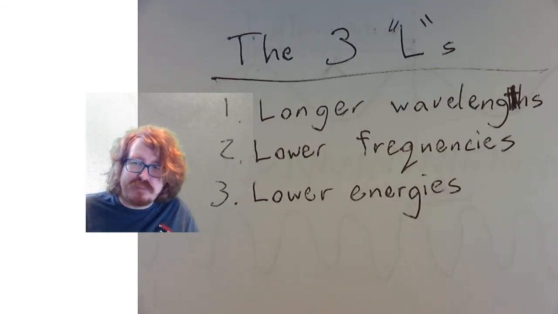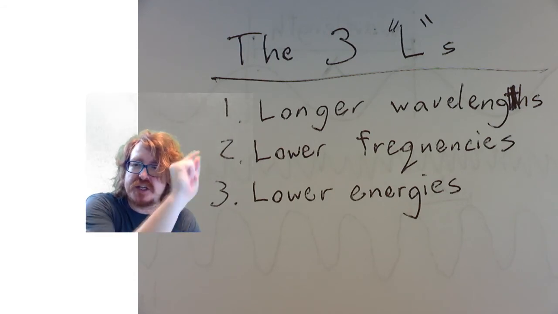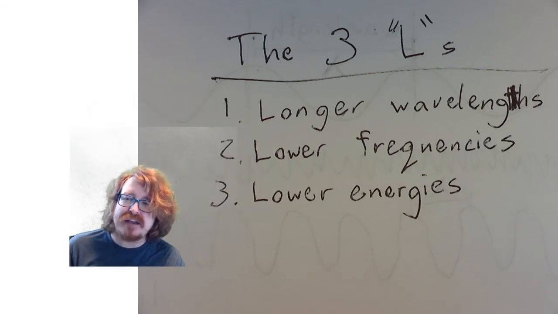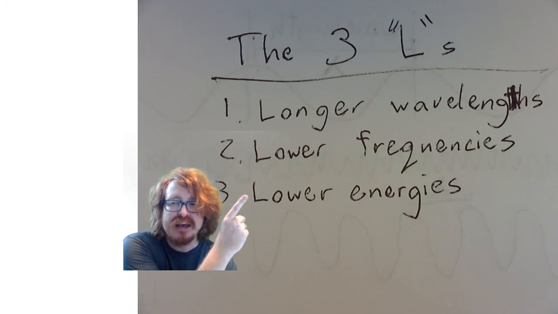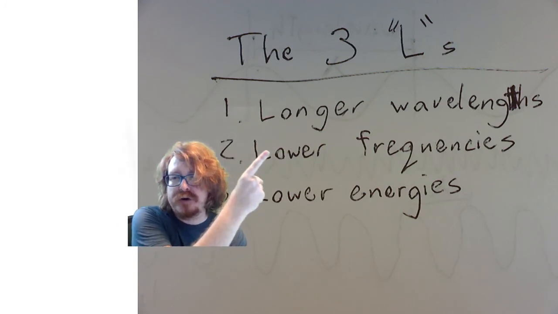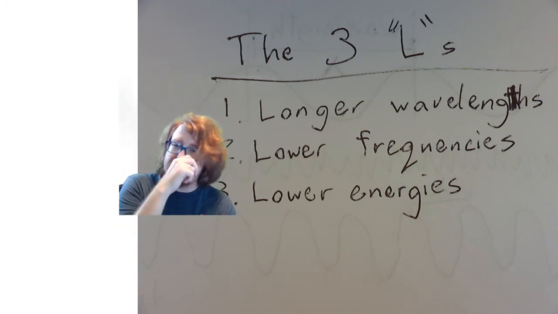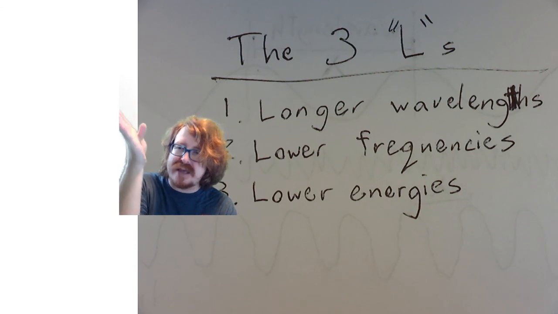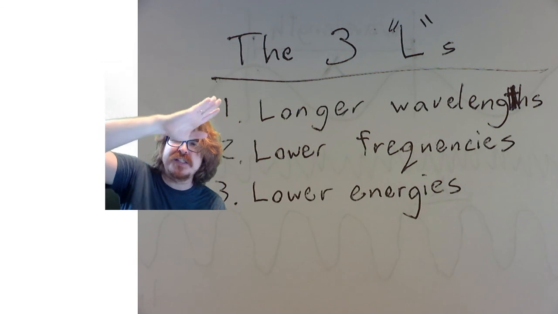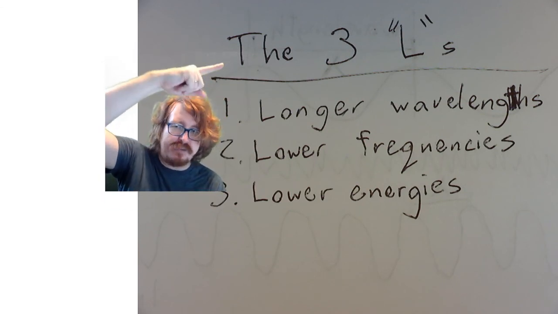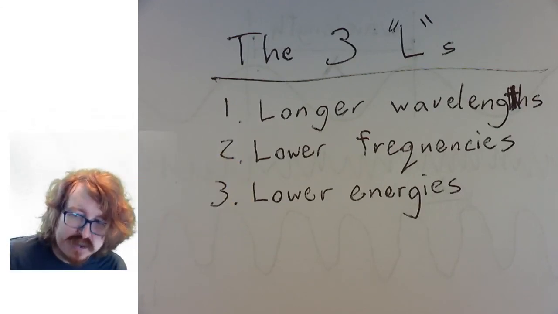So if you've got 2 beams of light, you only need to know one of these things to know the other 2, right? So if you had 2 beams of light and you know that one of them has a lower energy than the other one, then that means it also has a lower frequency and a longer wavelength. Or if you just know about the wavelengths, if you know one of them has a longer wavelength than the other, you know it also has to have a lower frequency and a lower energy. So in other words, the 3 L's always go together. The longer one is always lower and lower. Okay? All right. Now let's use this.